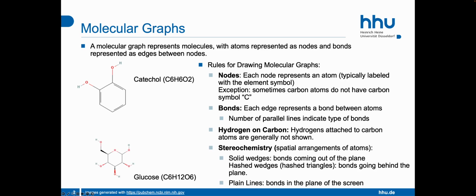We can also indicate different spatial arrangements of the atoms in the molecule using molecular graphs, as in this example. Bonds that are represented with solid wedges or solid triangles denote bonds that come out of the plane towards the viewer, and hashed wedges or hashed triangles indicate bonds that go behind the plane. And plain lines, such as all the lines that you see in the upper graph, represent bonds in the plane of the paper or the screen.